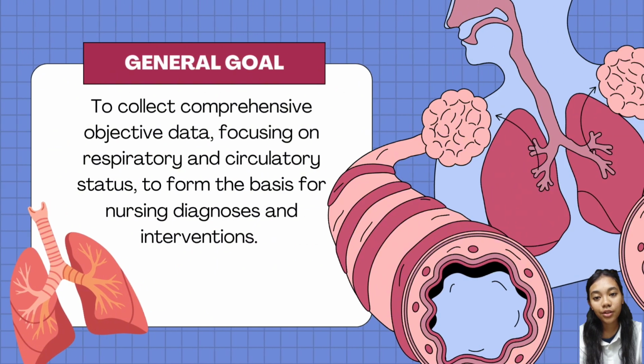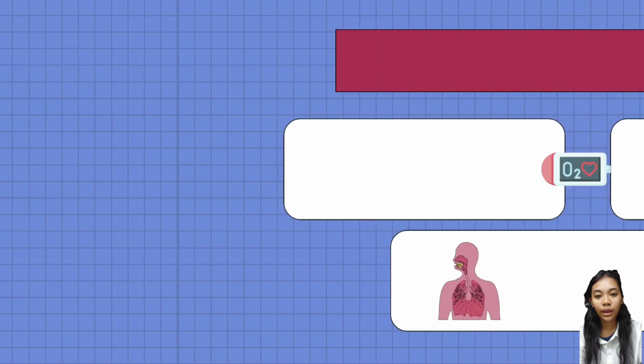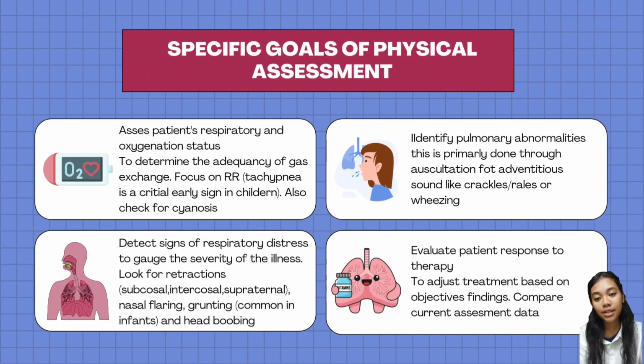The general goal is to collect comprehensive objective data, focusing on respiratory and circulatory status to form the basis of nursing diagnosis and intervention. The specific goals of physical assessment. The first, assess the patient's respiratory and oxygenation status to determine the adequacy of gas exchange.